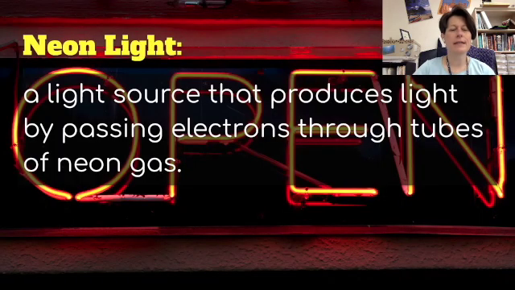Then there are neon lights. This is a light source that produces light by passing electrons through tubes of neon gas. Neon gas is usually a reddish color. If you add different gases into it and have a mixture, you will get different colors of neon lights. This works very similar to the fluorescent lights. It's a very similar technology, the way they work.